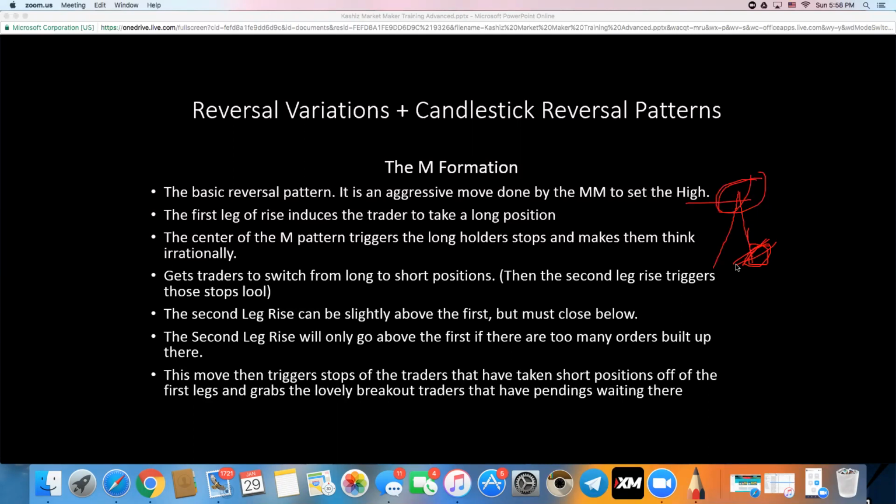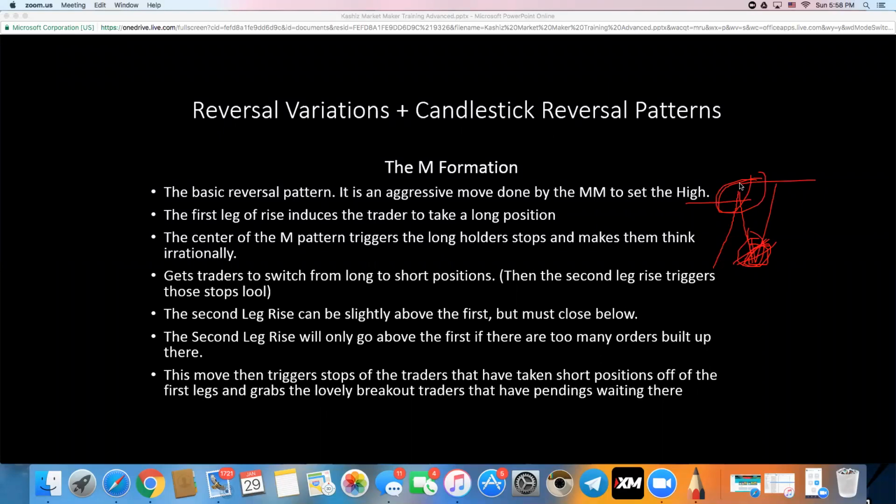And then it gets traders to switch from longs to short positions. And then the second leg rises and triggers those stops, because now you're like, man, okay, I got it this time, it's going to go short, and then they go up again and trigger your stop one more time. You start thinking irrationally, but they don't understand what we know.